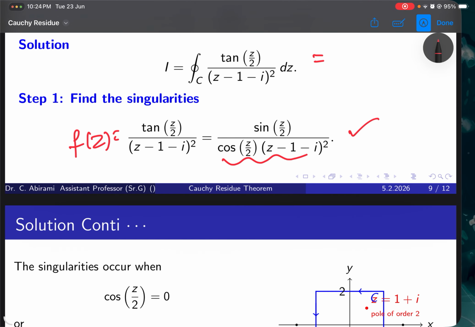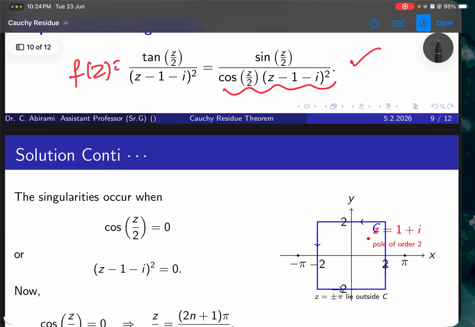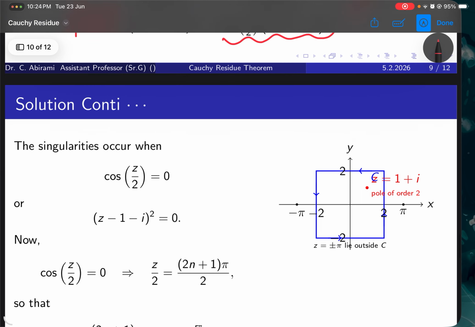So singular points means the denominator term will be equal to 0. Denominator means cos(z/2) equal to 0 or (z - 1 - i) the whole square equal to 0. Cos(z/2) equal to 0 means, for what values will the cosine function be equal to 0? Cos 90, so pi by 2, 3 pi by 2. Similarly, minus pi by 2, minus 3 pi by 2, 5 pi by 2, etc.